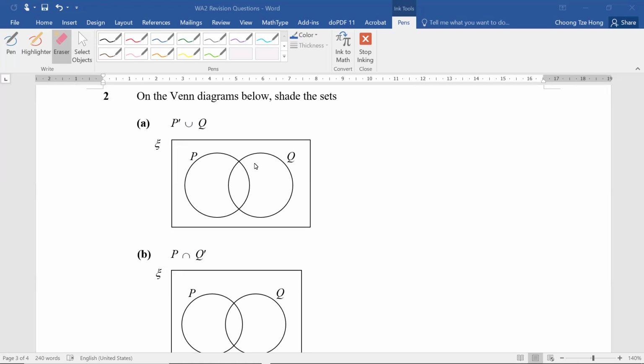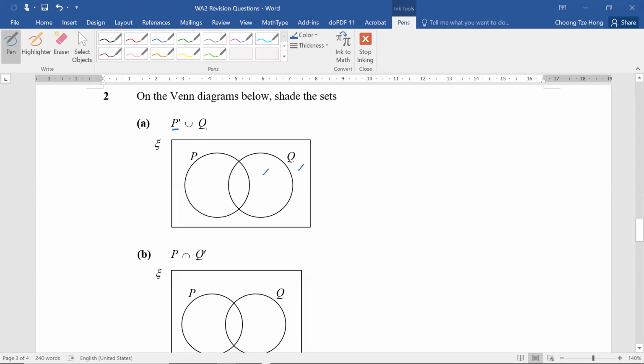So how do we deal with questions regarding the shading of Venn diagrams? Basically, my approach would be to deal with each region separately, and then after that, we combine them together based on what is required in the question. Over here we have P complement. P complement means any region that is outside of P. So I'm going to take any region that is outside of P, which would be this and this.